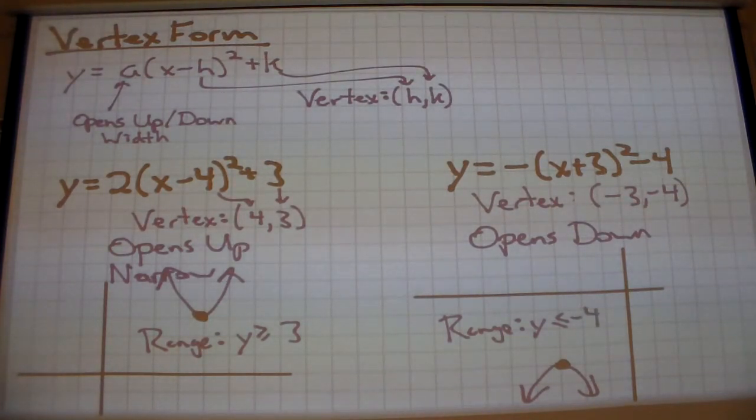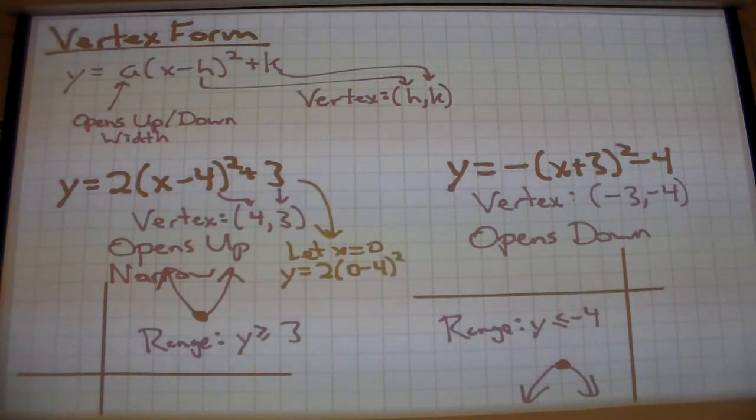What's tough on this one, and I don't think you're going to be asked it, this is more just under finding the vertex, is the y-intercept. You've got to be careful here and not just pick the last value. For the y-intercept, you'd make x 0 and then simplify it down. So if I look at the one on the left, if I let x equal 0, it's y equals 2 times (0 minus 4) squared plus 3.